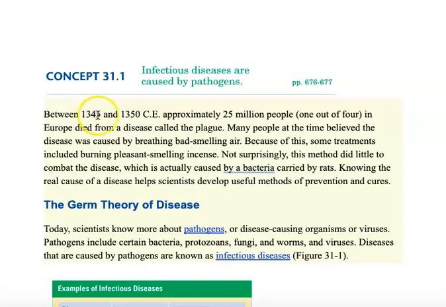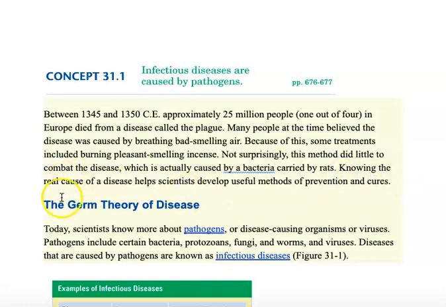Between 1345 and 1350 CE, Common Era, approximately 25 million people, 1 out of 4, in Europe died from a disease called the plague. Many people at the time believed the disease was caused by breathing bad-smelling air. Because of this, some treatments included burning pleasant-smelling incense. Not surprisingly, this method did little to combat the disease, which is actually caused by a bacteria carried by rats.